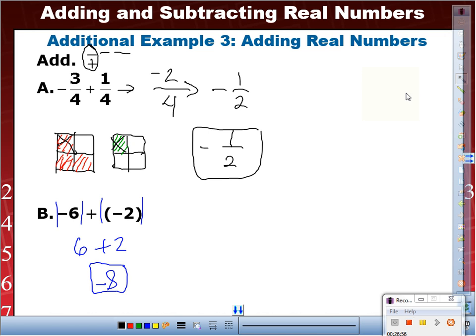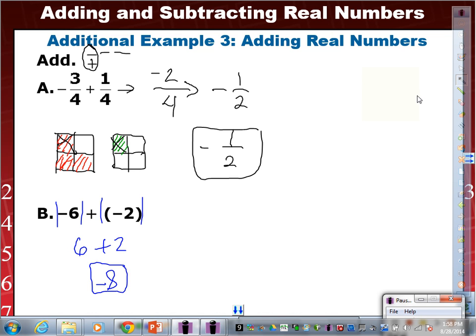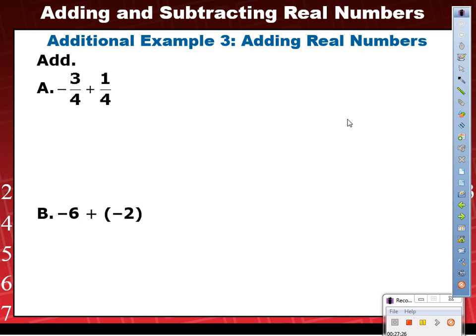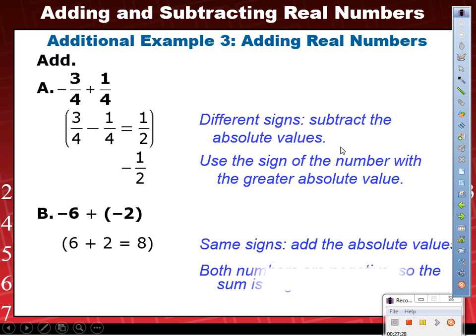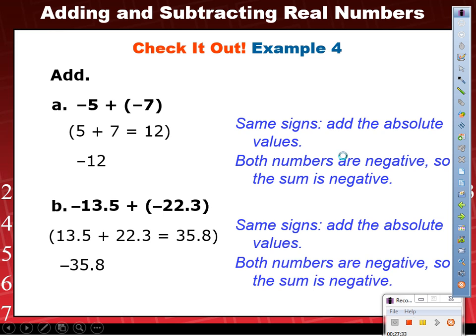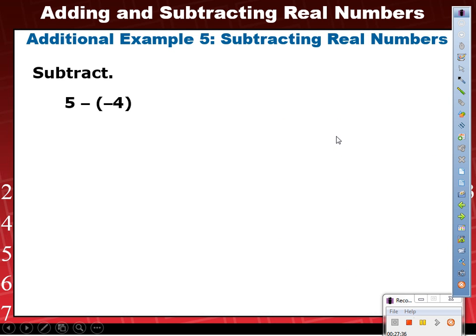Here we go. I'm going to leave that up for about 20 seconds. So we know addition. We got this also. We move to subtraction. Copy this one, example number 5. Example 5, copy, subtract 5 minus, parentheses, -4. Okay?